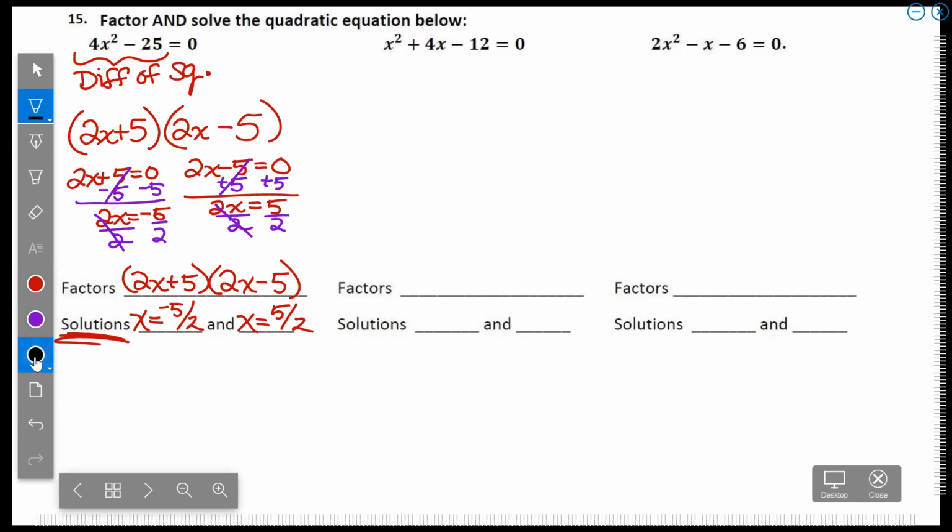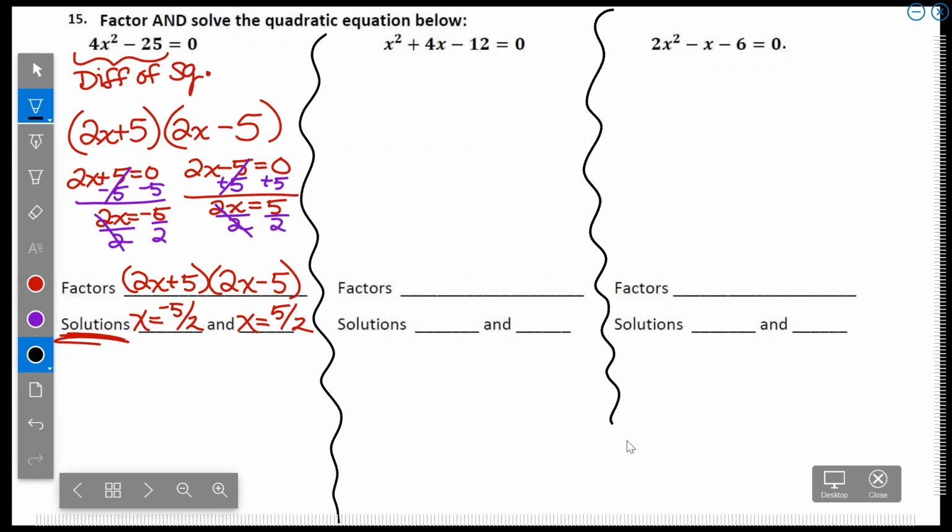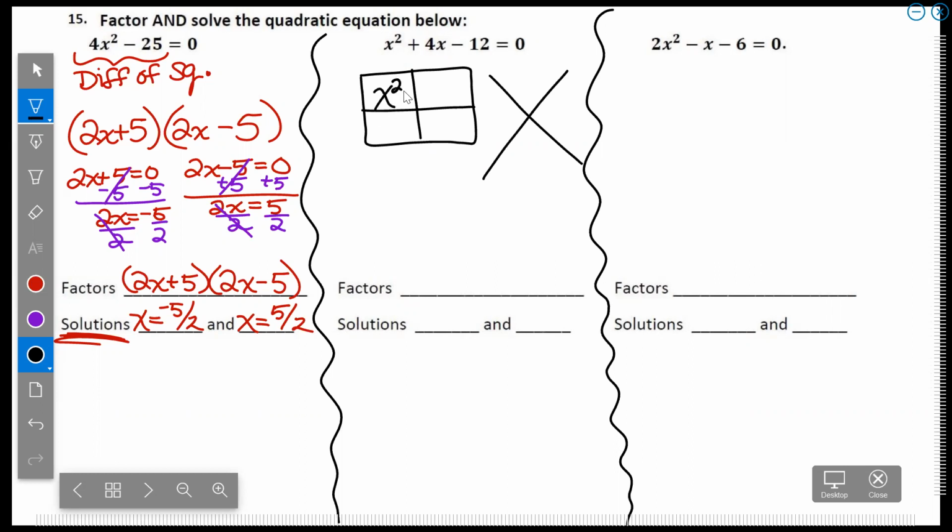All right, in the middle, how many terms do we have? 3 terms. Three terms in the middle. How do I factor something that has 3 terms? This is where I do the box and I make the x. So I'm going to go ahead and draw the box and make my x. X squared goes here, negative 12 goes here. Up on the top of the x, I have to multiply the a and the c together. So I multiply 1 and negative 12 together.